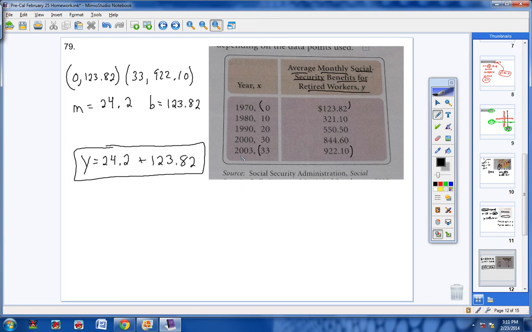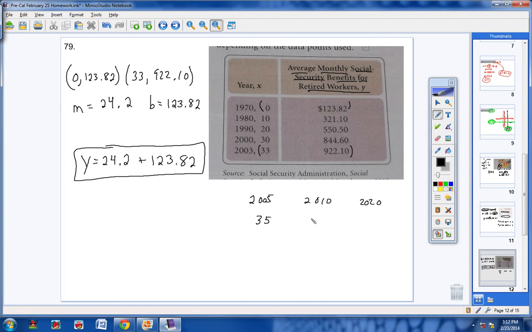Now they ask us then to predict the average monthly amounts for the years 2005, 2010, and 2020. Well, guys, if you'll look, they're going by ones. I mean, 70 is 0, add 10 more, 80 is 10. So 1971 would be 1, 1972 would be 2, 1979 would be 9, 1980 is 10, 1981 is 11, 1982 is 12. So if 2003 is 33, then 2005 would be represented by 35.